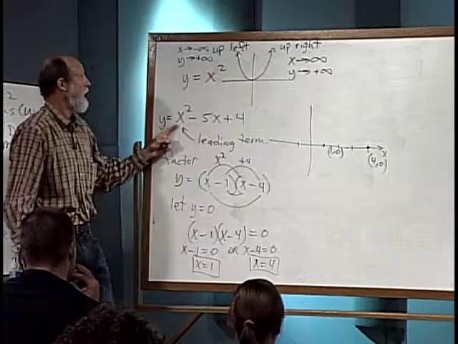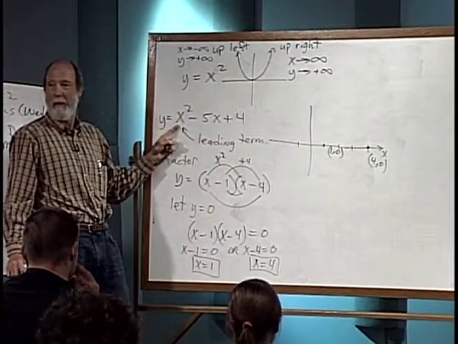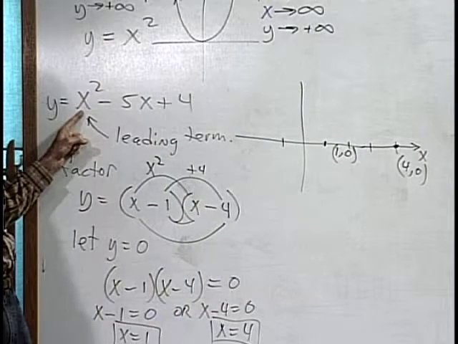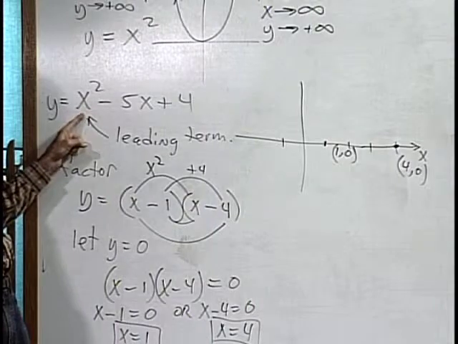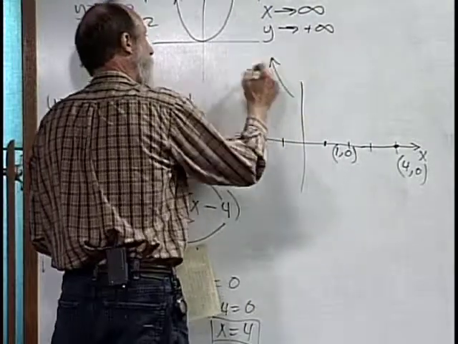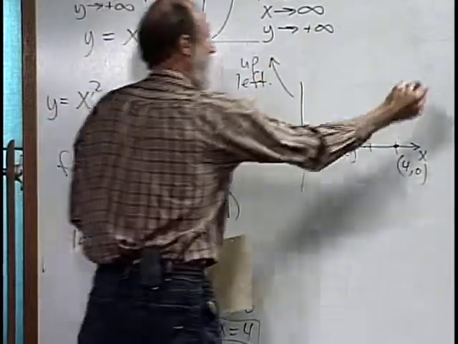We know that the end behavior, looking at the leading term, is up left and up right. Up to the left and up to the right, by noticing the leading term. So this graph we know is going to be going up left in its behavior and up right.